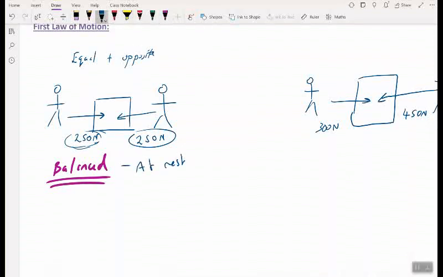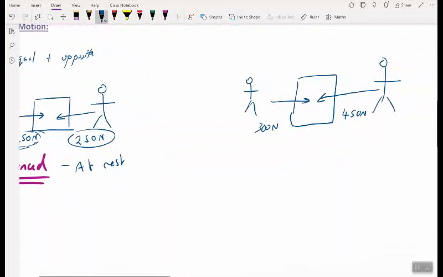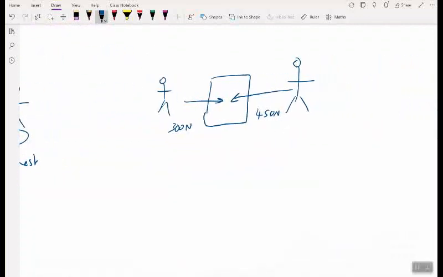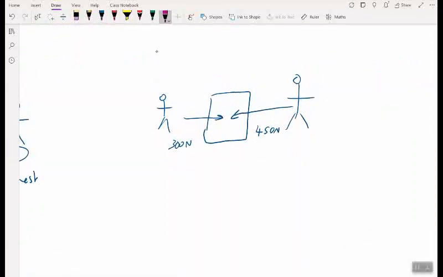It's going to stay at rest. These forces are cancelling each other out. They're equal and opposite, and therefore this object would stay at rest if it was at rest to begin with. What's the other situation? Well, these forces are acting against each other, but we can now see they are no longer balanced. One force is bigger than the other. So we would call this unbalanced.